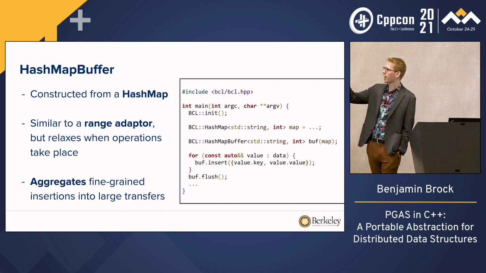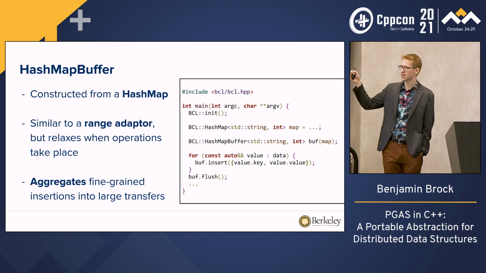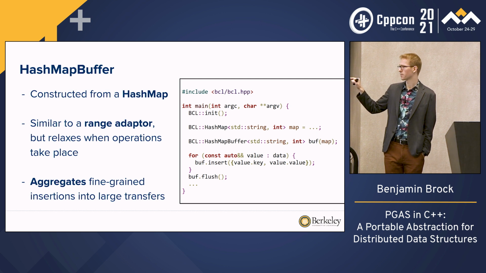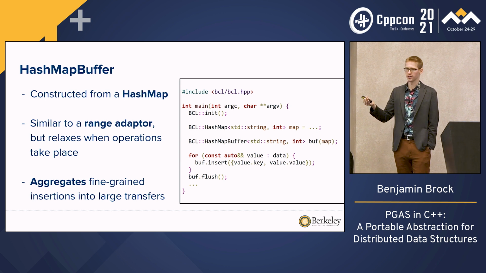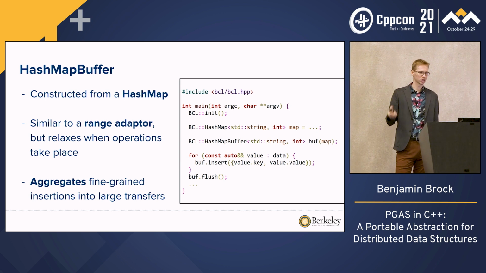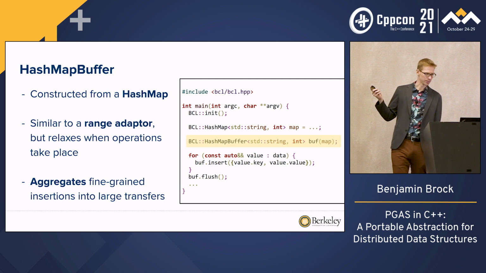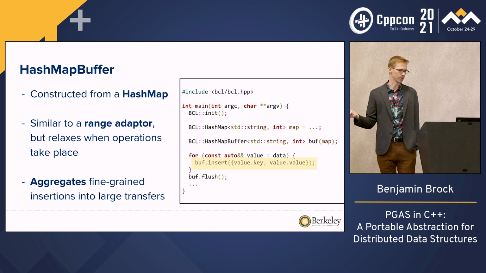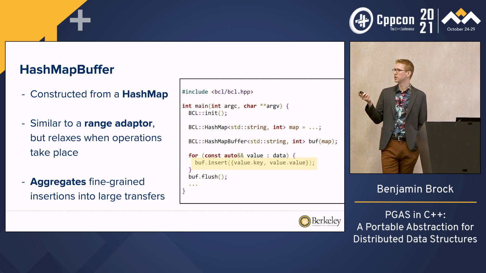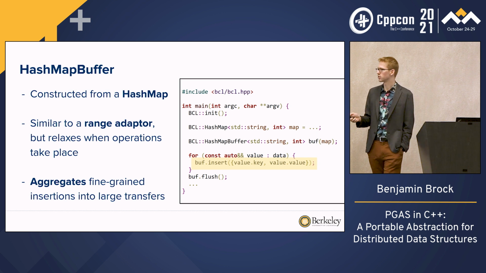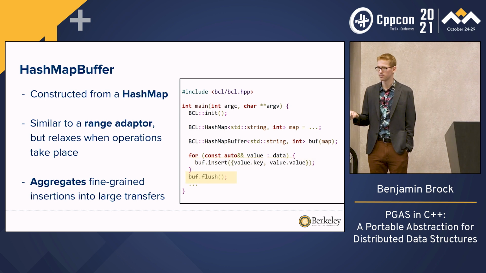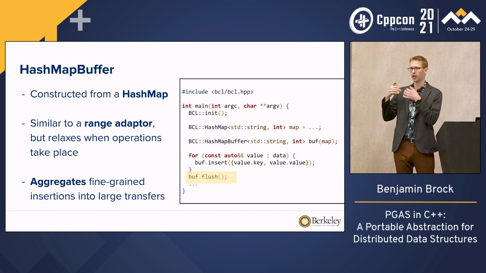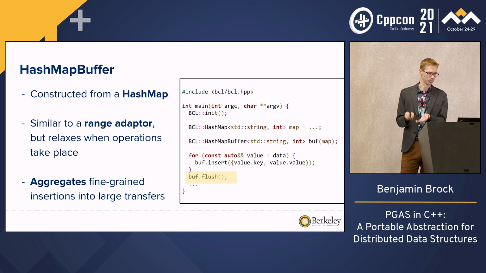So here we can create a hash table, and then we can create a hash map buffer on top of that, and then insert into the hash map buffer. First we create this hash map buffer, and then we perform a bunch of inserts. However, these inserts will be delayed or relaxed, not guaranteed to complete until we call this final buff.flush. So this is basically an adapter on top of our container that will relax the guarantees about when things complete.